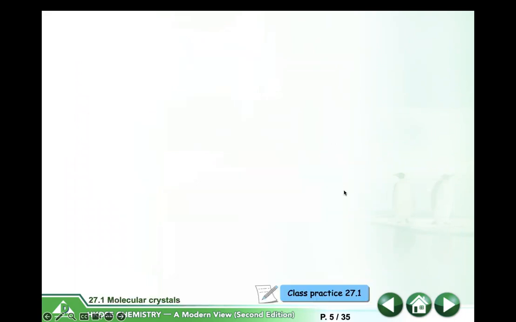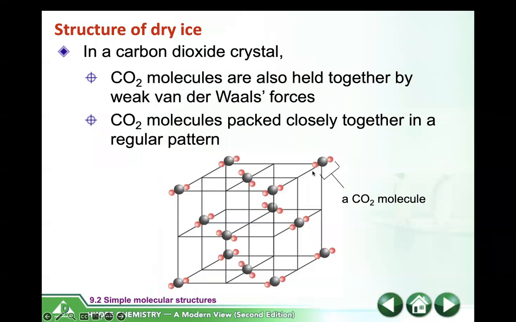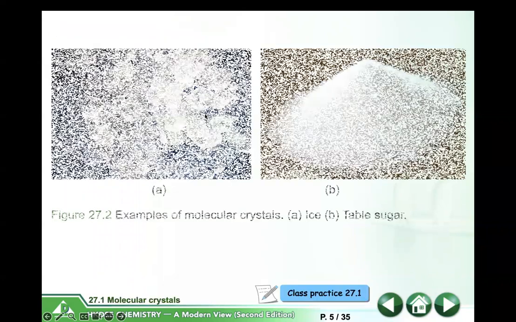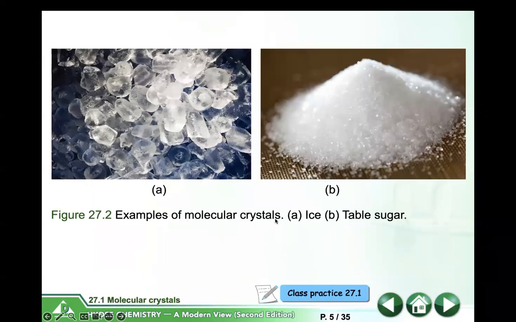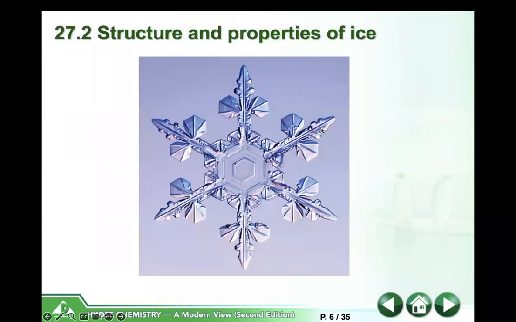These are the carbon dioxide molecules, attracted by van der Waals forces with the neighboring carbon dioxide molecules. Although it is weak, at a very, very low temperature, it can form solid dry ice. The molecular crystals of ice and table sugar are shown here.